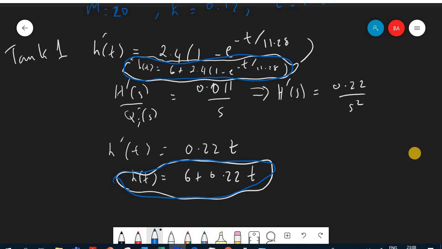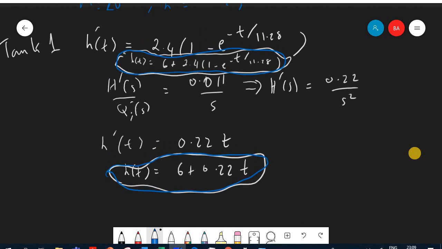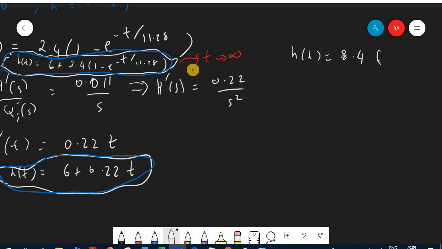So these are the two equations that I have. And actually I could have done the final value theorem, but since I already found H of t, I think it's easy to see that. For the first one here, if t approaches infinity, I can see that I have e to the power minus infinity, so that will be 0, and the answer will be 6 plus 2.4, which is 8.4 feet. So it is very clear for me that H of t is going to be 8.4 feet.